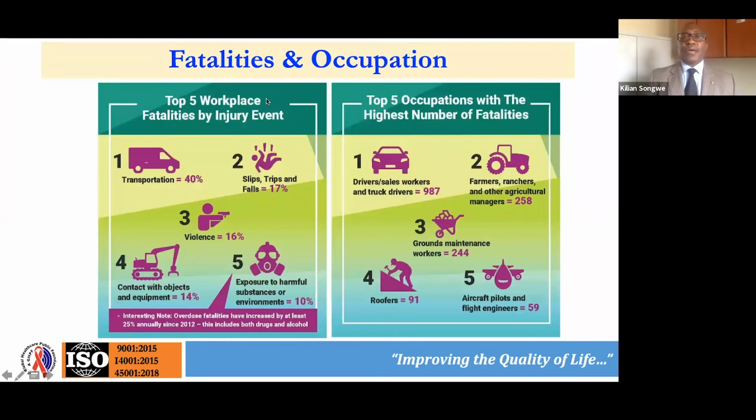Here we're looking at something really simple, and we're talking about fatalities. Top 5 workplace fatalities by injury. Transportation is a big one, 40%. Slips, trips, and falls, 17%. Violence, 16%. Exposure to harmful substances or the environment, 10%.